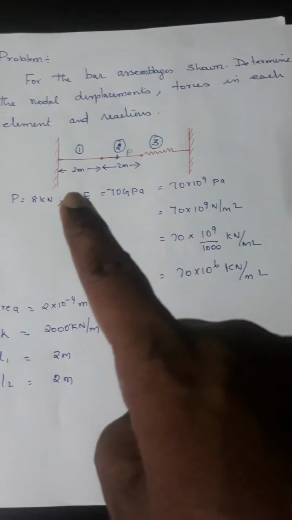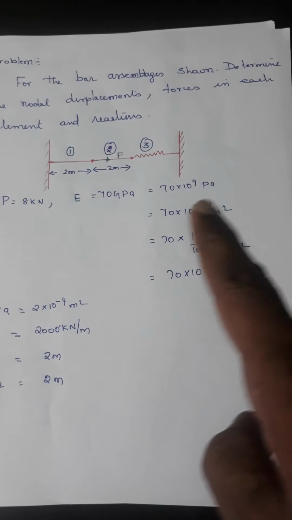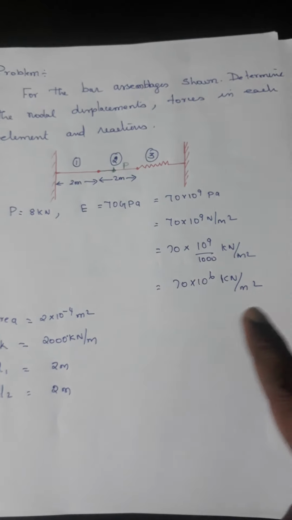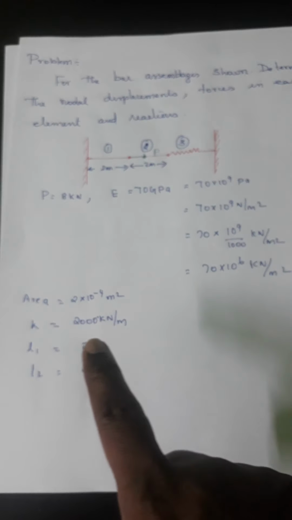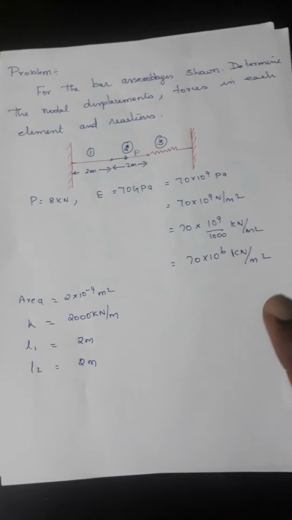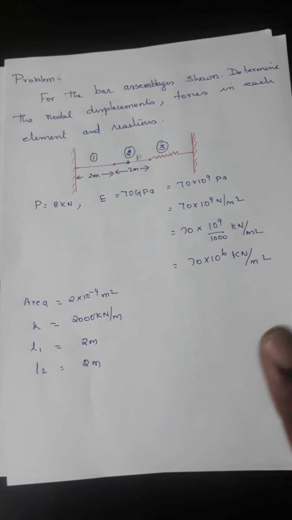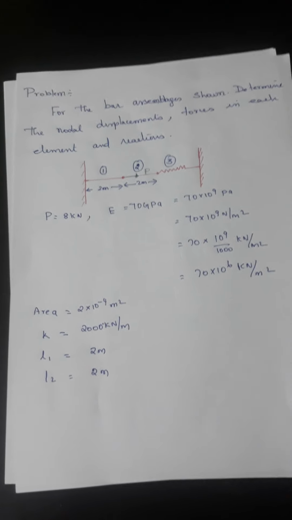Since it is 2 meter, it is a gigapascal. I have converted that into Newton per meter square, and the spring stiffness is 2000 kilonewton per meter. So I have converted all the units into one system, that is kilonewton per meter, and the length and area will be in meters, that is area in meter square and length in meters.